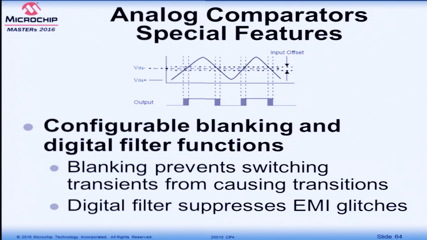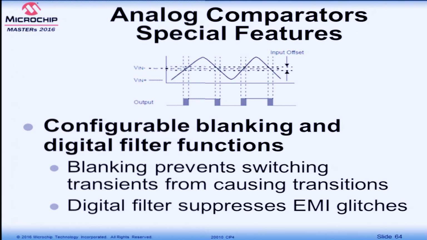So, the comparator will then go back and forth and cause some kind of ringing which can damage some external circuits. So, during those transition points you can provide a blanking signal which is basically a temporary pulse that will prevent the comparator from changing its state.